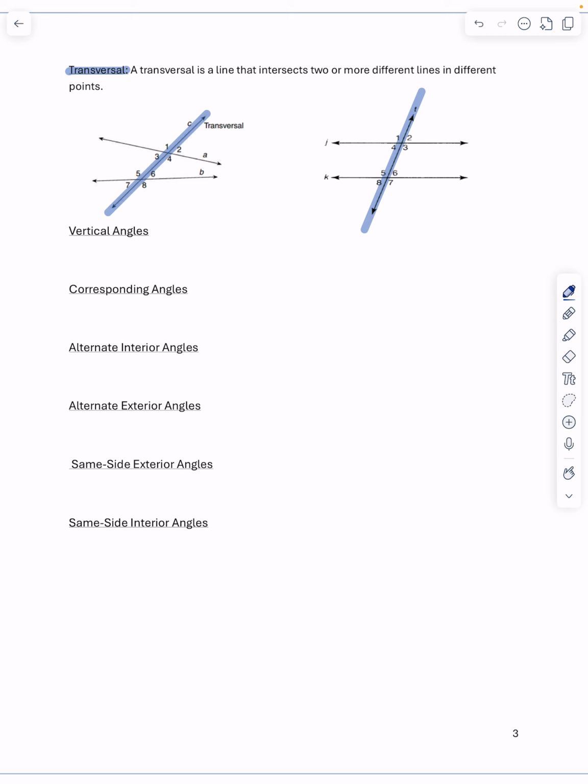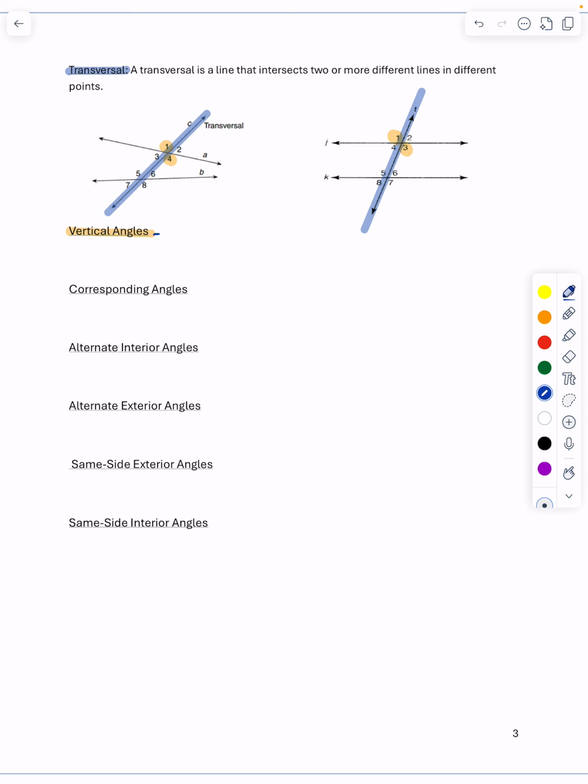So first off, vertical angles, which we defined up above. Vertical angles are the angles that are opposite an intersection when two lines intersect. So on the left-hand side, it's 1 and 4. On the right-hand side, it's 1 and 3. On the right, also 2 and 4, 5 and 7, 6 and 8. I am not going to highlight all of them because this will get really messy as we go through.